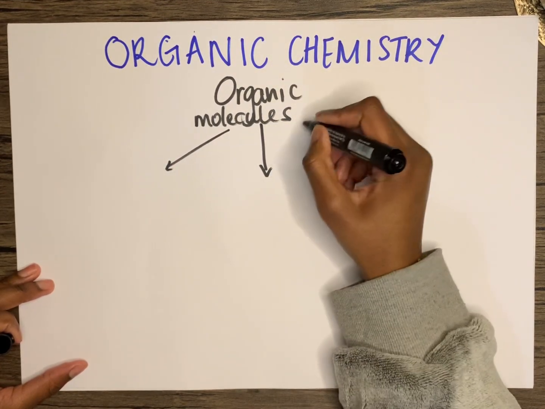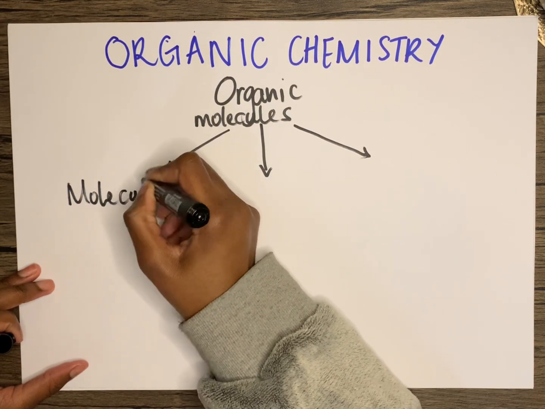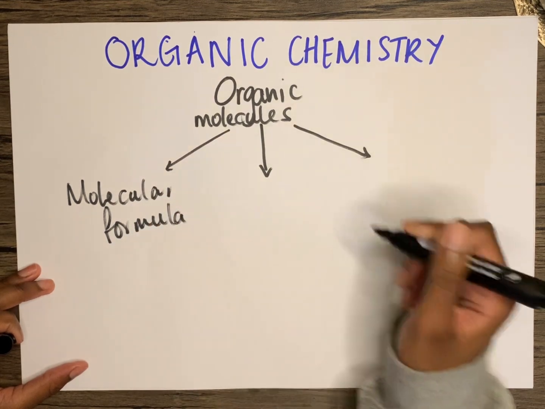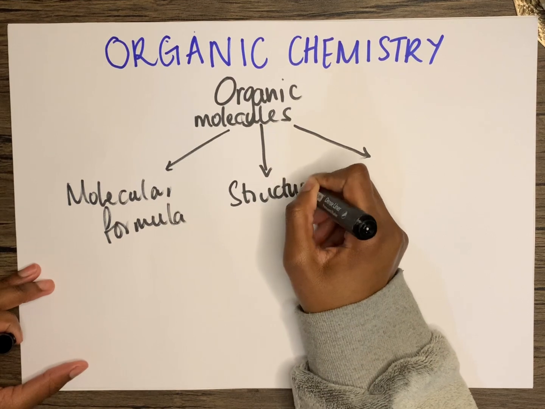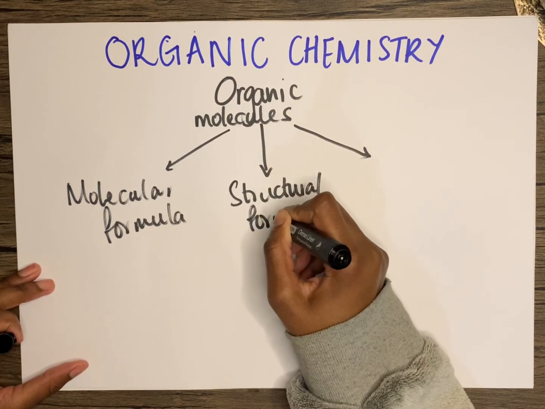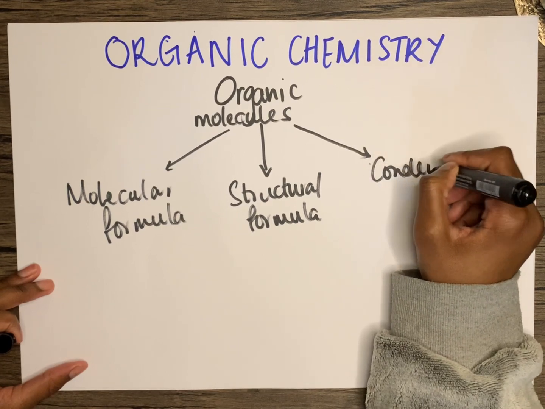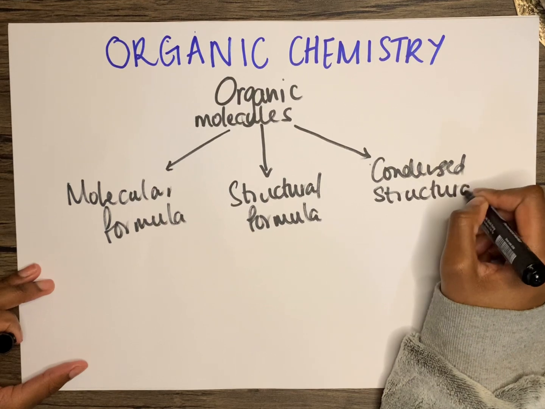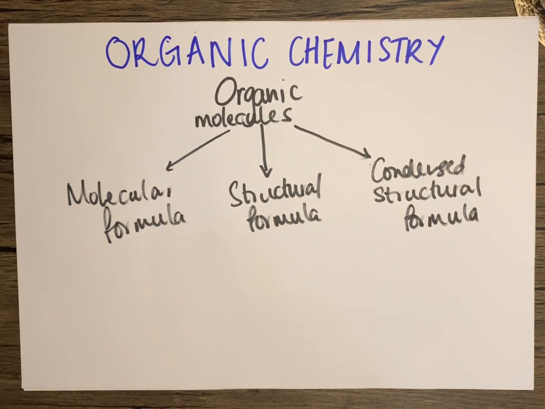We can use what we call molecular formula. We can also use structural formula. We can also use condensed structural formula, right? So what is the difference between these three?